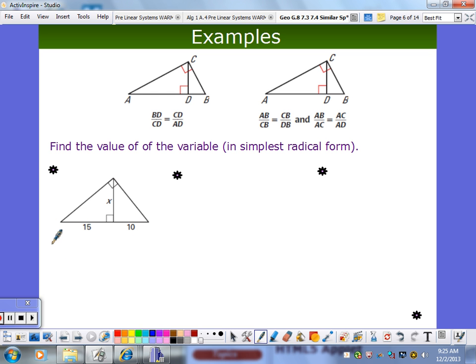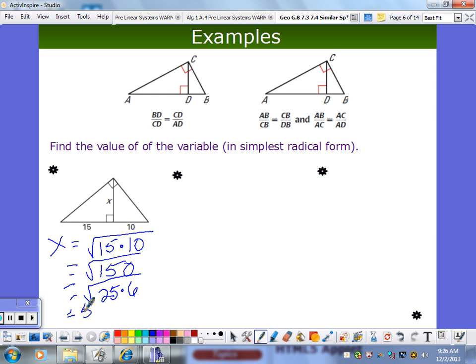15 and 10. So x is the geometric mean of 15 and 10, which means I have to multiply them. So it is the square root of 150. It says simplest radical form, so I have to look for perfect square factors. There's a good one in here, 25 times what is 150? Now 25 is a perfect square. So it's 5 radical 6.